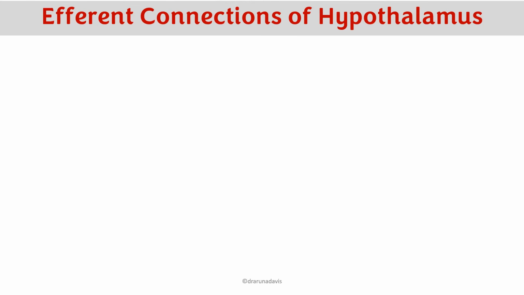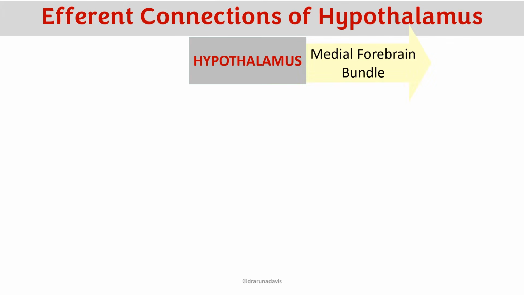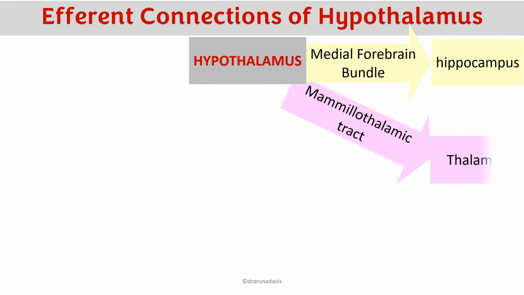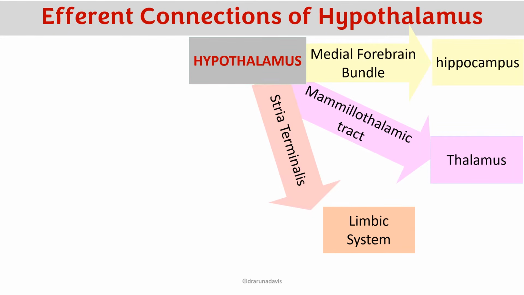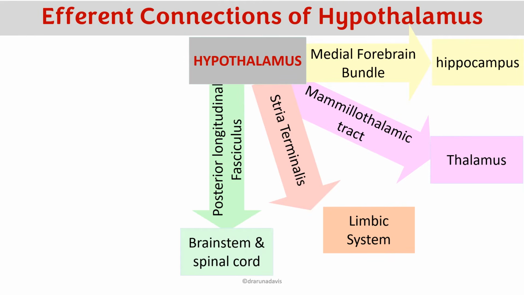What is meant by efferent connections? Efferent connections are those by which the hypothalamus exerts its effects, or in other words they are output tracts, right? So the hypothalamus, again through the medial forebrain bundle, influences the hippocampus, right? Then through the mammillothalamic tract it gives information to the thalamus. Then through the stria terminalis it connects to the limbic system. Through the posterior longitudinal fasciculus it connects to the brainstem and the spinal cord.